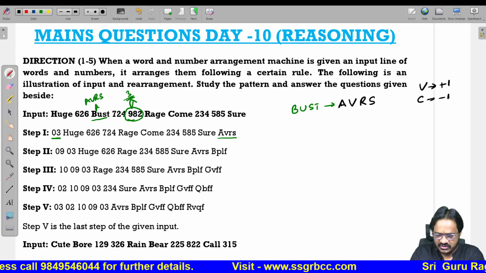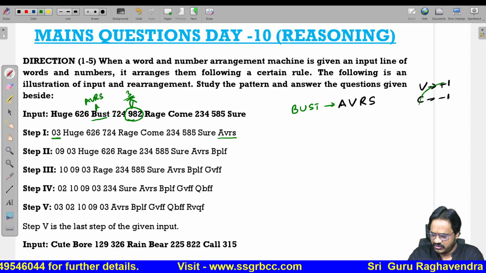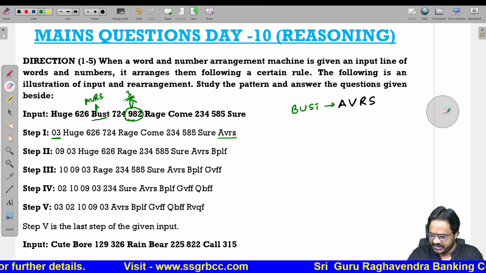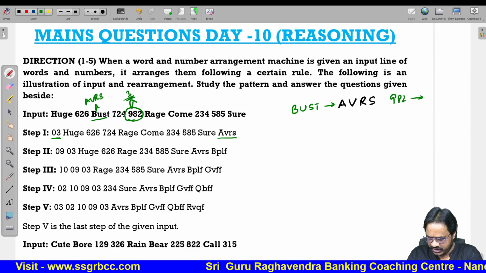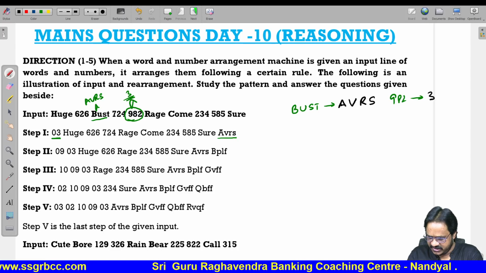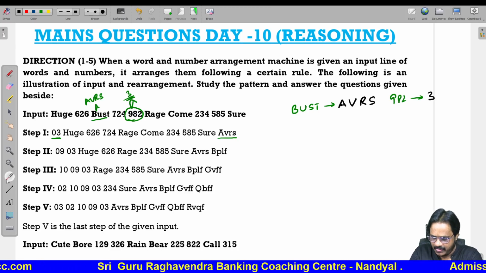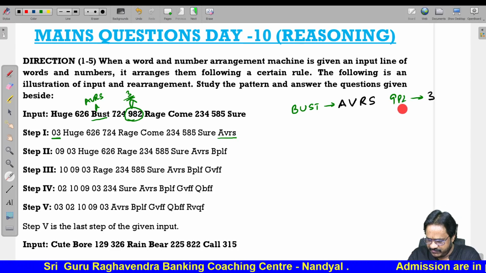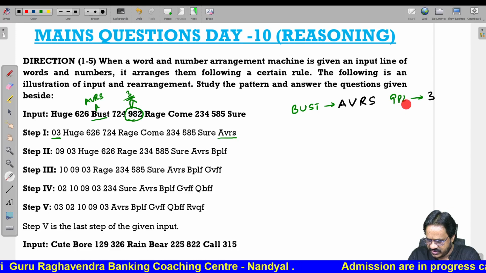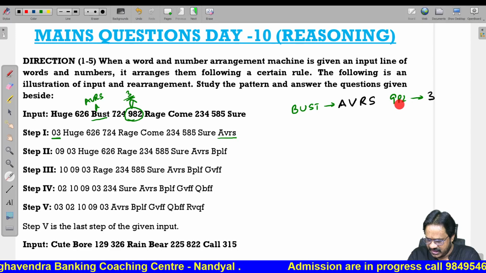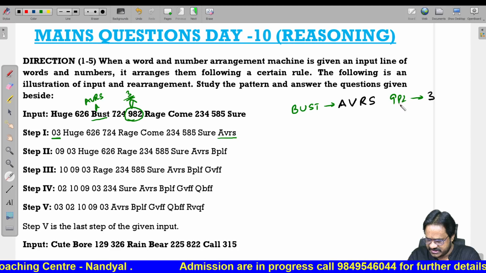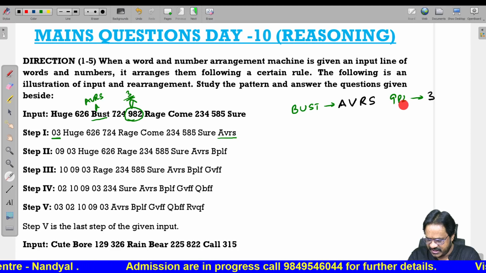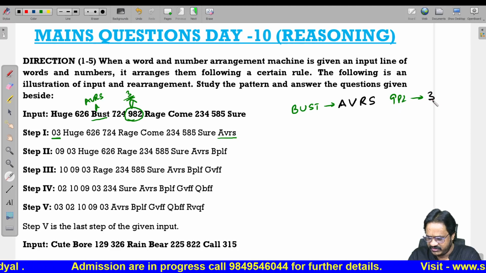Now how, instead of 982, are we getting that 3? That we should see. Instead of 982, we are getting 3. How is it possible? Now 9 plus 2 is 11. What is 9 plus 2? 11. 11 minus 8, 3. That means take the sum of the first and last digit, subtract the second digit. 9 plus 2, 11. 11 minus 8, 3.